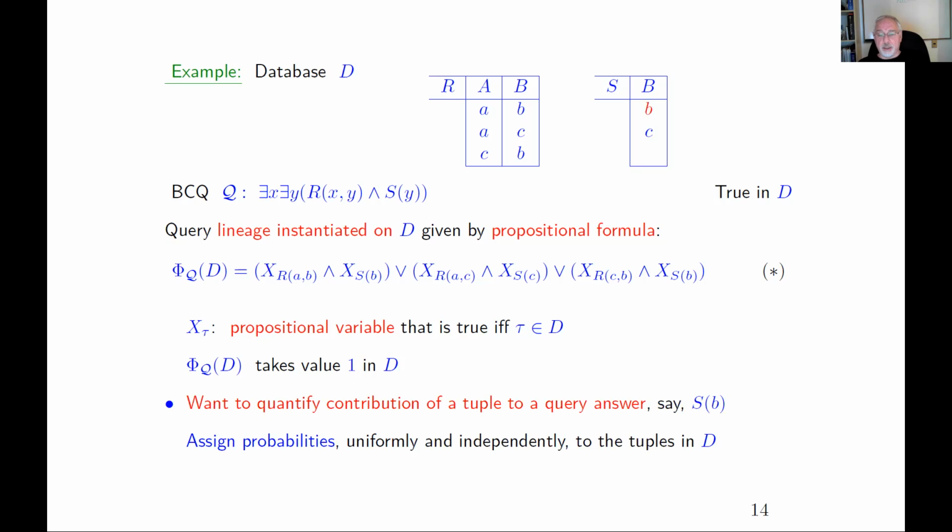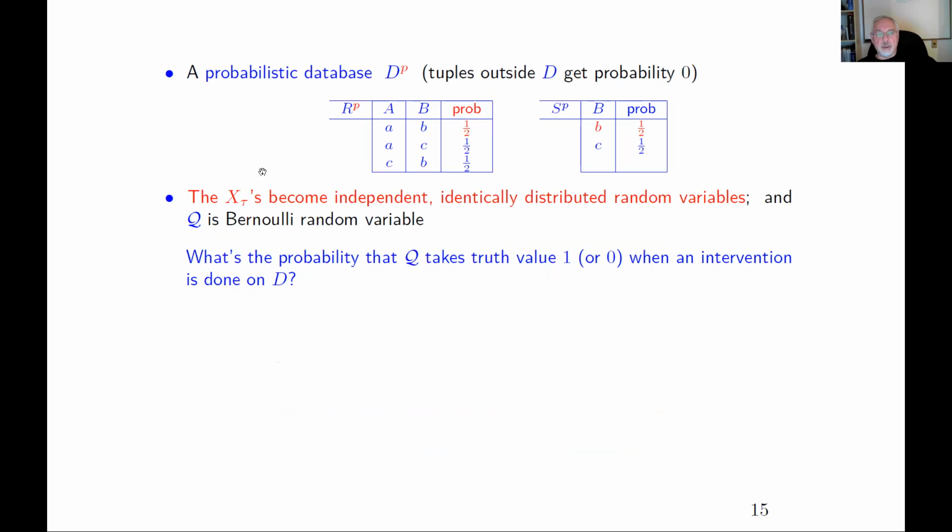We want to quantify the contribution of a tuple to the query answer. For example, this tuple over here is B, that is also represented by this variable over here. In order to do this, we are going to assign probabilities uniformly and independently to the tuples in the database. So we are transforming our original database into a probabilistic database where we now have a column with probabilities. These tuples may or may not be in the database, and there is a probability of 1/2 for being present. They are independent tuples with independent probabilities. Now each of the propositional variables that I had before, standing for the tuples in the database, the X taus, become independent, identically distributed random variables. And the query that depends on them becomes a random variable. Since it takes the value 1 or 0, it becomes a random variable with a Bernoulli distribution.